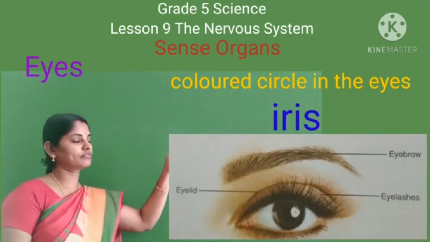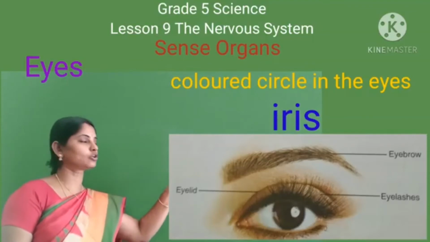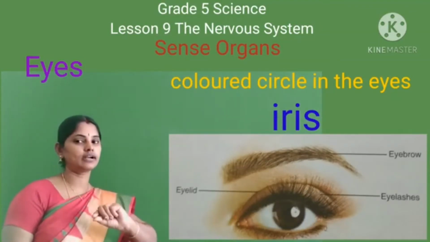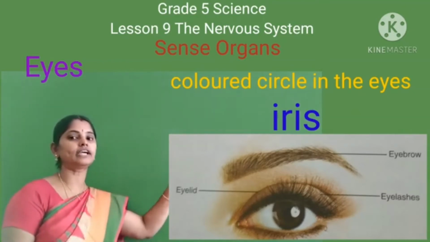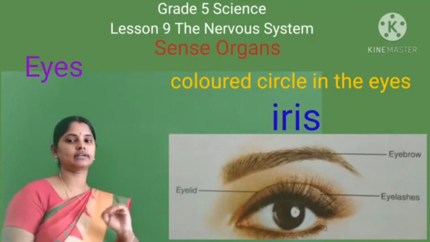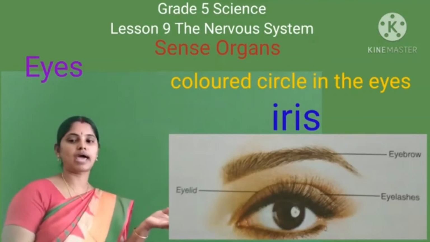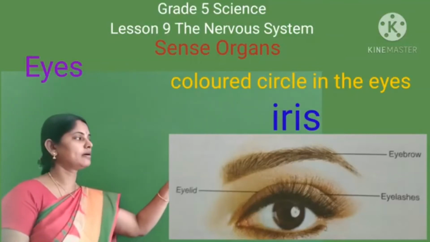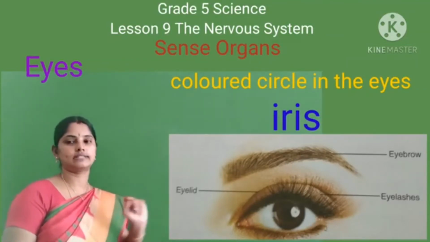Because of strong pigmentation, it looks black in color. Different people have different colored eyes, no? Because of the pigmentation present in the iris part. That's why we have different colors: black, dark black, brown, blue. Somebody has blue colored eyes, because of the pigment present in the iris part.